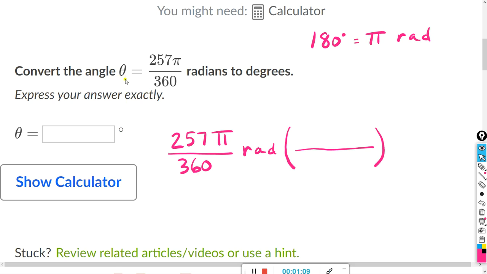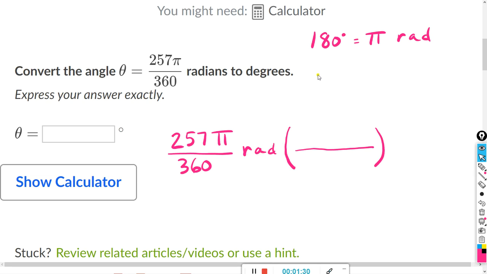So they want us to convert 257 pi divided by 360 radians to degrees. Alright, this symbol here is just a Greek letter theta that represents angle measurement. So we're going to start with 257 pi over 360, and that's in radians, abbreviated RAD.